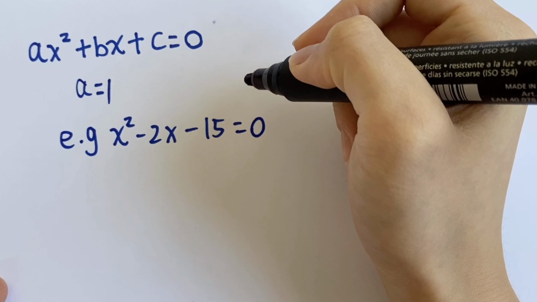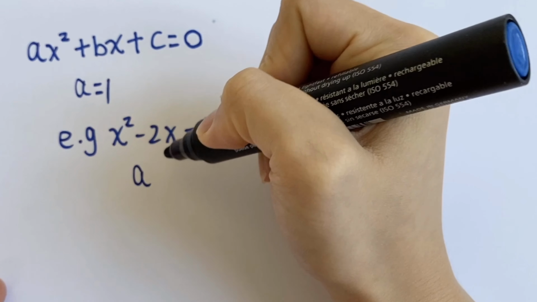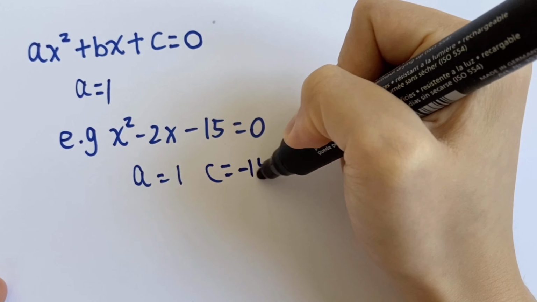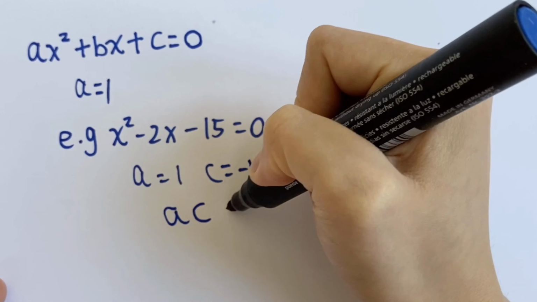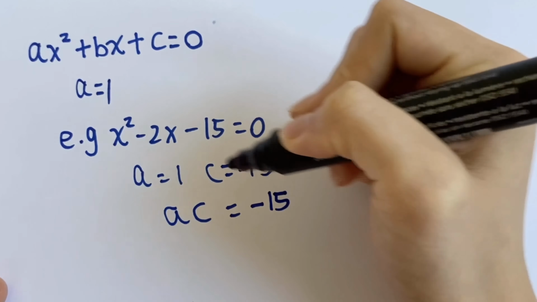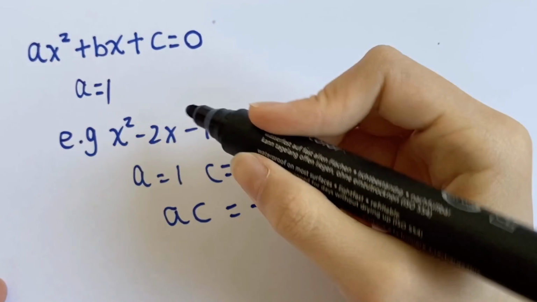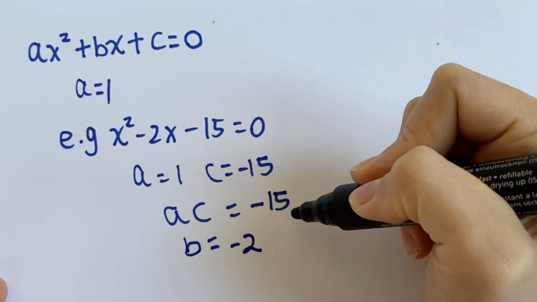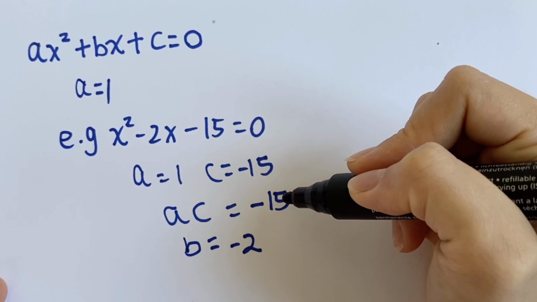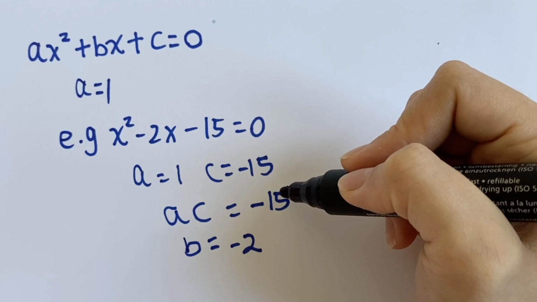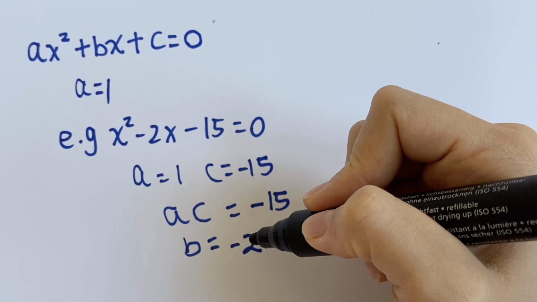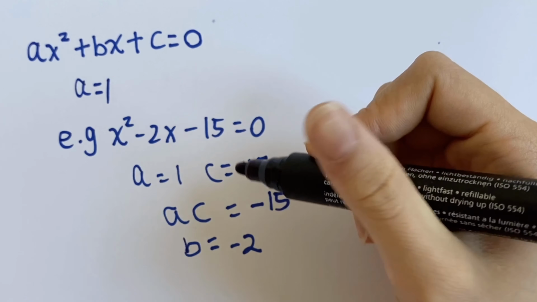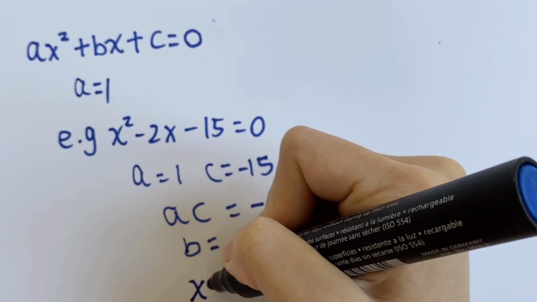Then you would think that a is 1 and c is minus 15. Then a times c is minus 15. And you know that b, the corresponding b, is minus 2. Then you would think, what multiplied by what gives us minus 15? It adds to give minus 2. Then you would know it's 3 times negative 5. So you would write it in this form.